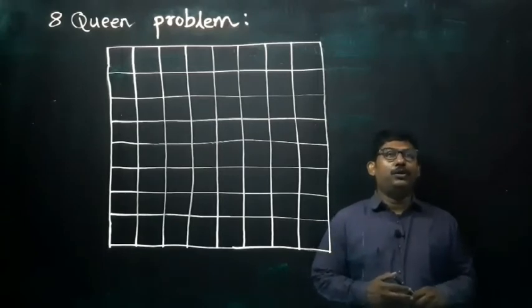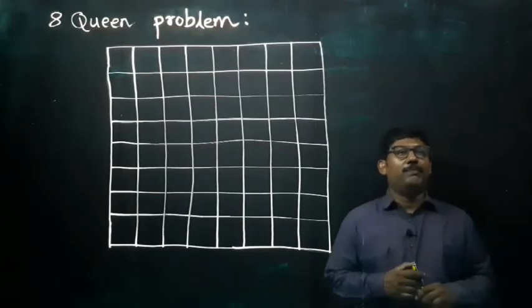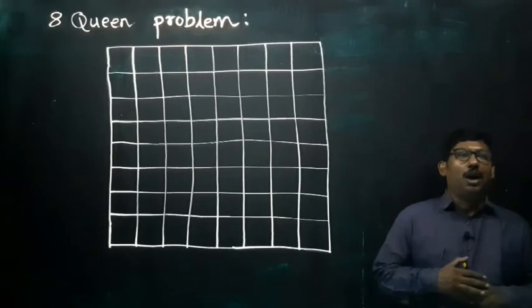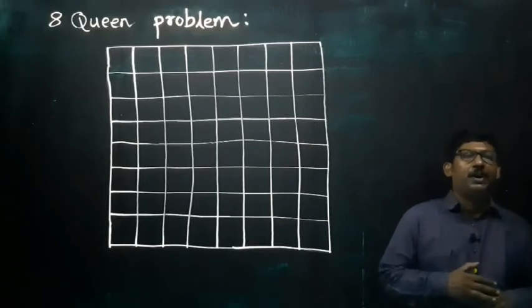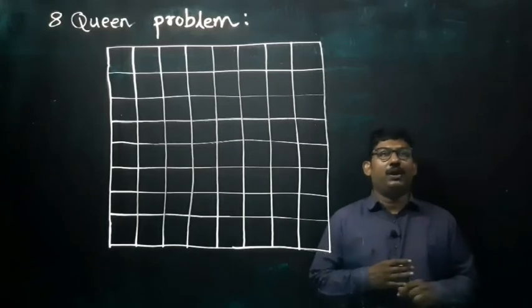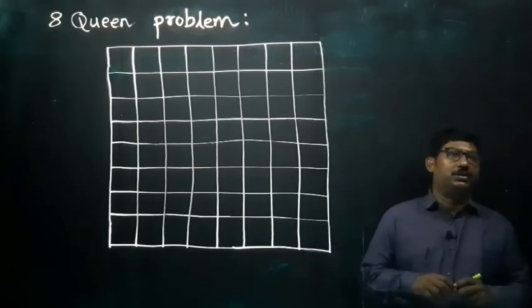Today, I am going to take a session on the 8 queens problem using the backtracking method. This session comes under the artificial intelligence subject. So, in artificial intelligence, there are some problems that we solve using different methods.